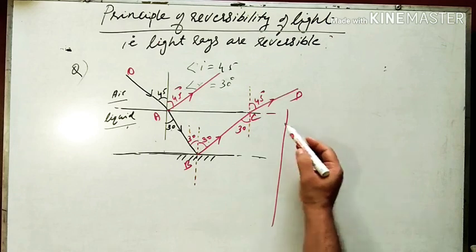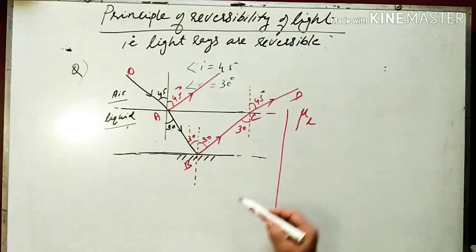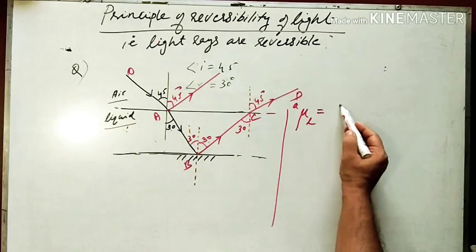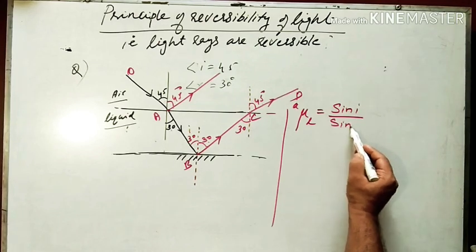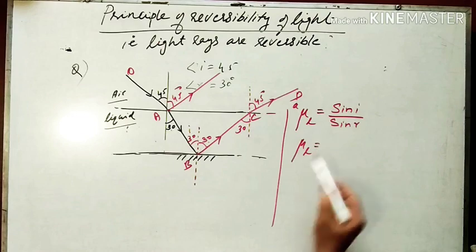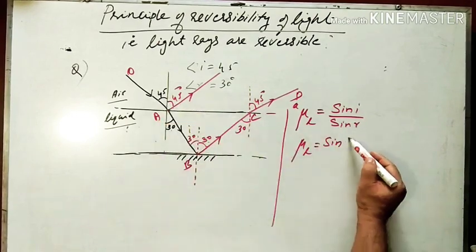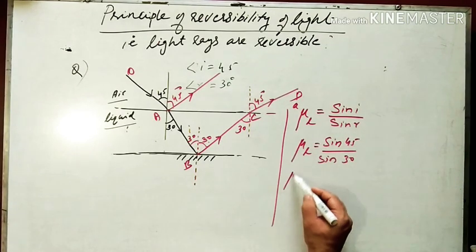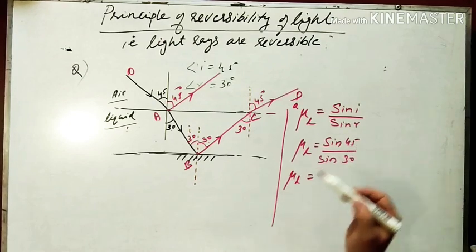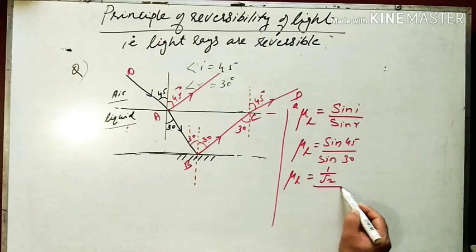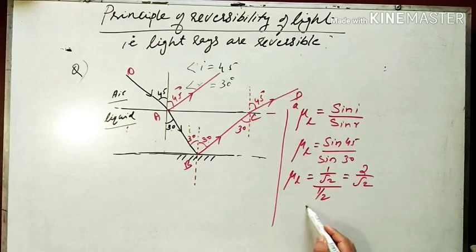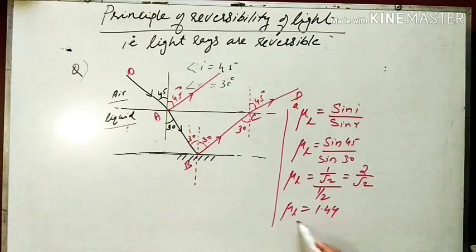I have to find out the refractive index of the liquid L with respect to air. What is the refractive index of the liquid with respect to air? Applying Snell's formula, sin i divided by sin r. So the refractive index of the liquid is equal to the sine of the angle of incidence, sin 45, divided by sin 30. Look at the logarithmic table: what is the value of sin 45? It is 1 by root 2, divided by sin 30, which is 1 by 2. That I can write as 2 by root 2. So 2 by root 2, solve it and see. Root 2, you are getting it as 1.44. So that is the refractive index of the liquid.